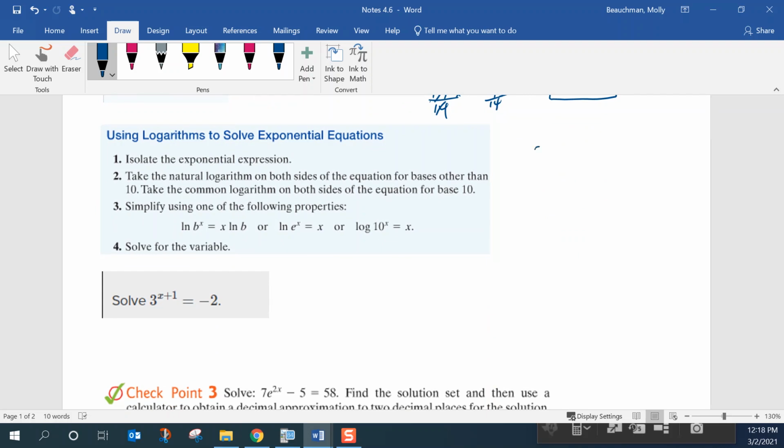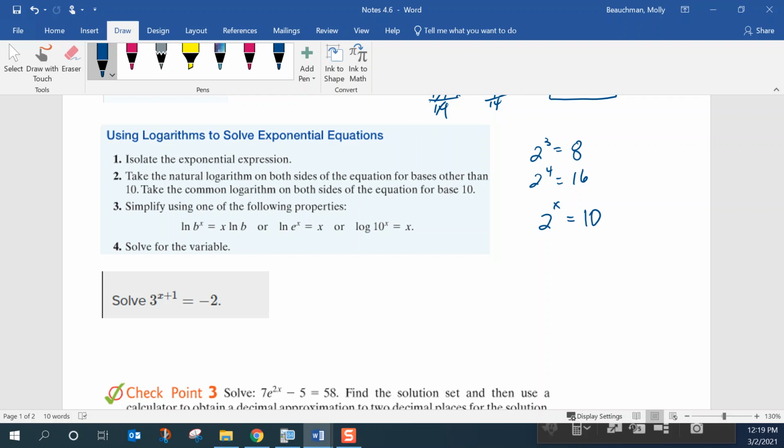So for example, we know that 2 to the third is equal to 8, and we know that 2 to the fourth is equal to 16. But if we have 2 to what power is equal to a number in the middle, let's say 10, we need to have a way to find the power. So what we do is take the natural log on both sides of the equation for bases other than 10, take the common log on both sides for base 10.